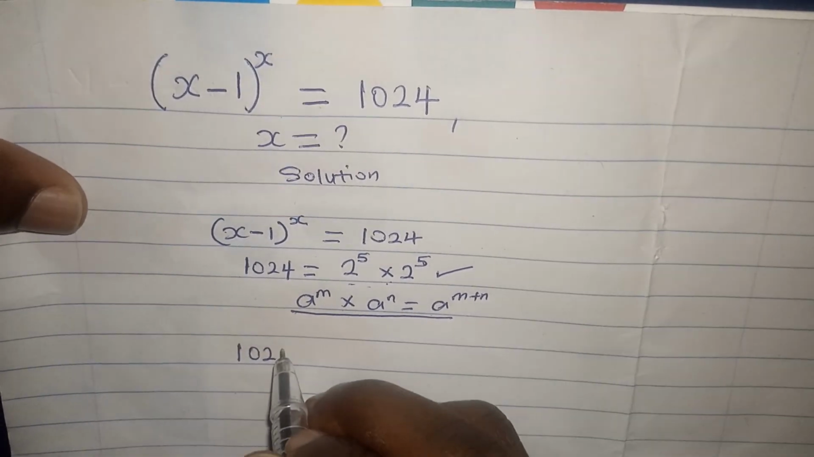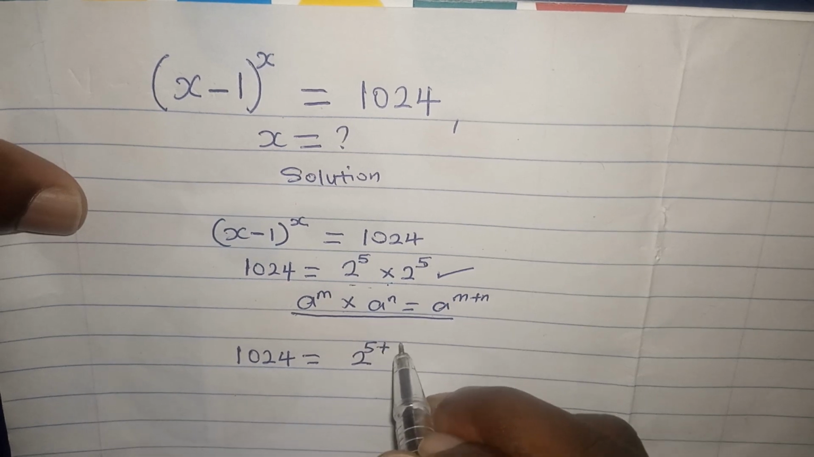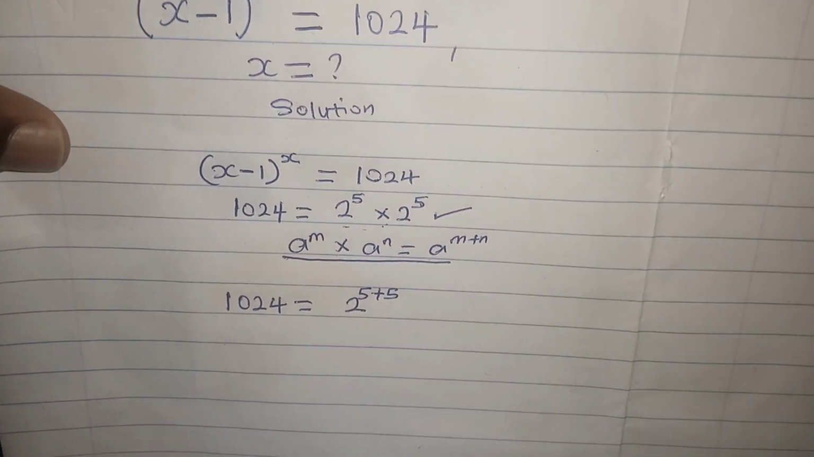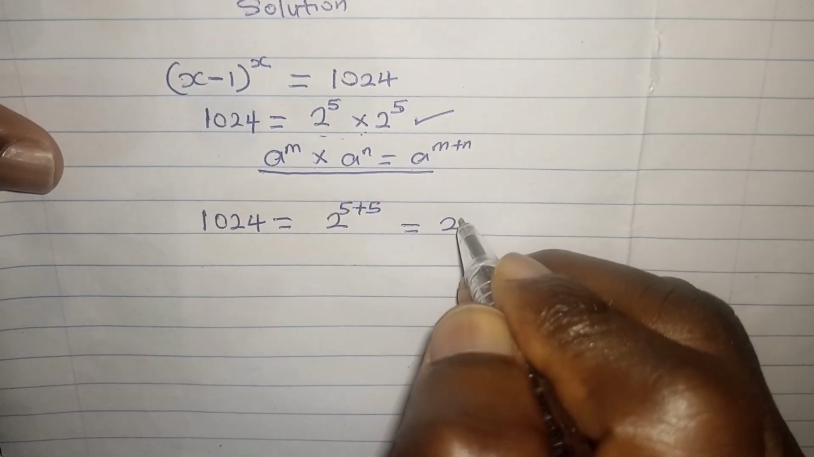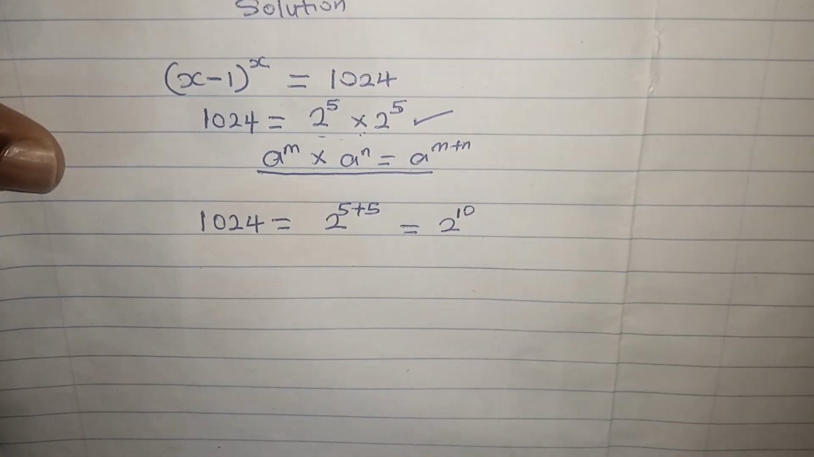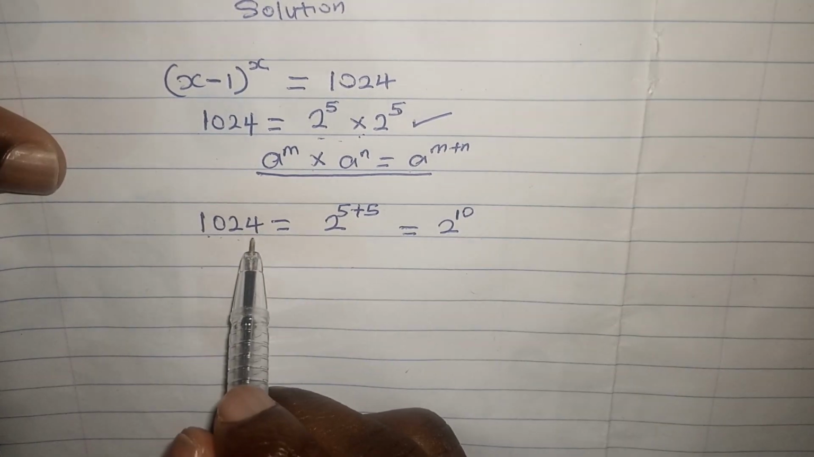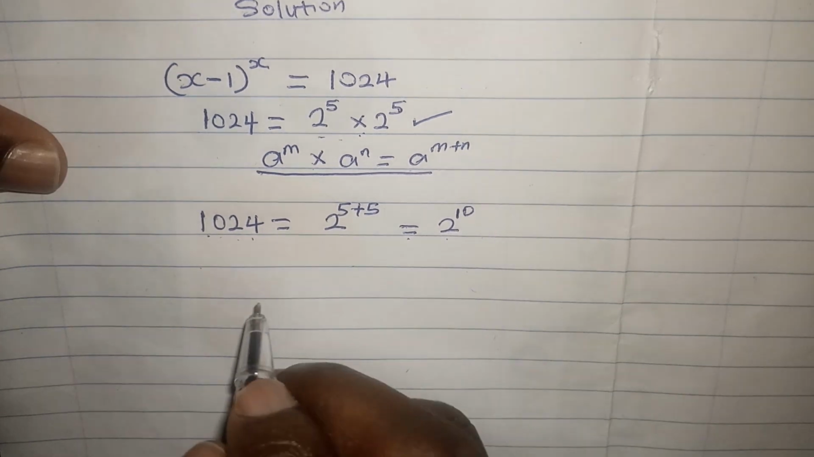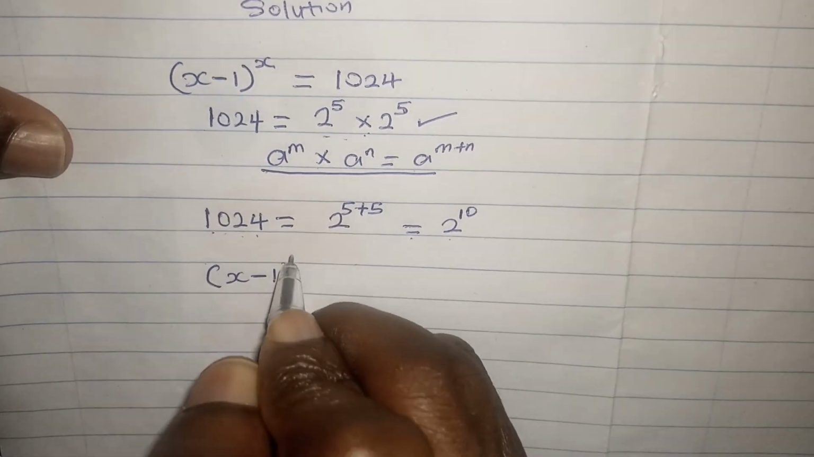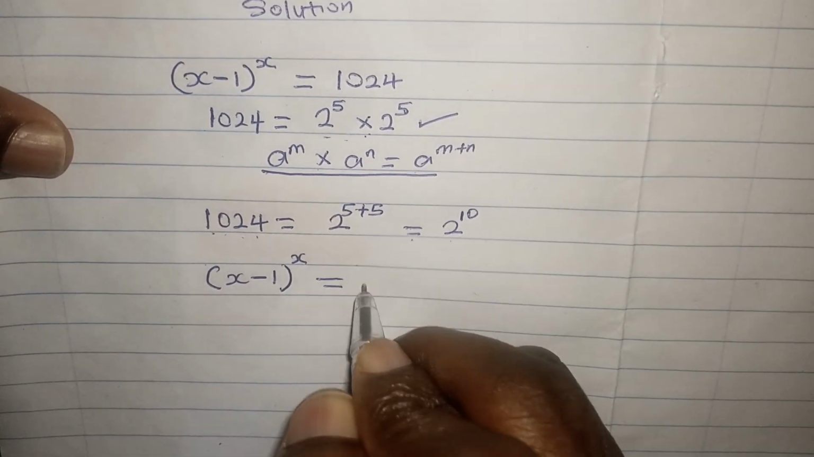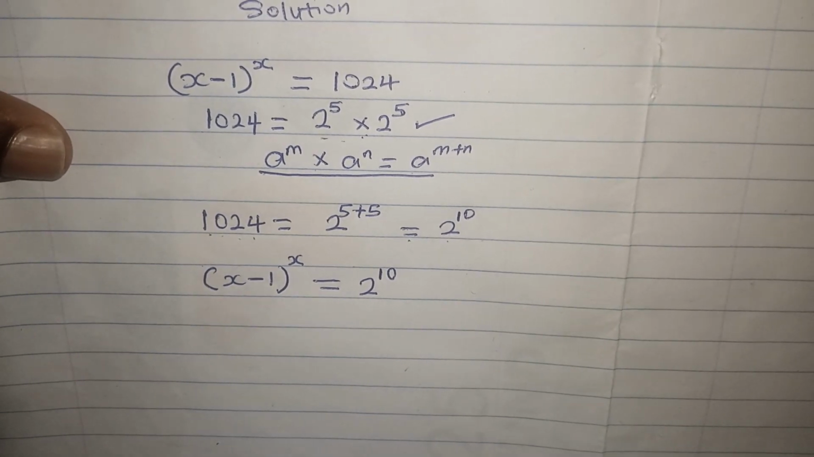At this point we have 1024 is equal to 2 to the power of 5 plus 5, which is also equal to 2 to the power of 10. Having done this, wherever we see 1024, we put 2 to the power of 10. So come back to our equation, which is (x minus 1) to the power of x is equal to 2 to the power of 10.